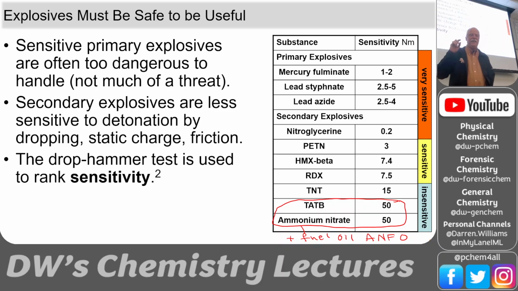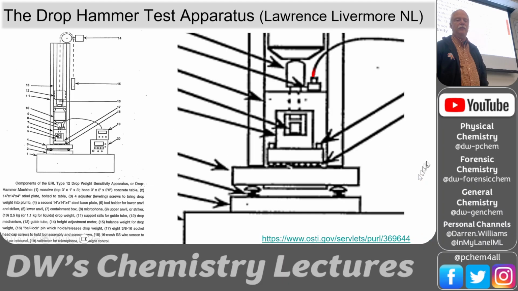But TATB is a very important explosive. It's used in a lot of our explosives, and it's insensitive too. They can take the main charge and shoot it with a 50 caliber gun and it will not detonate. That's not enough of a shock to get TATB to detonate. Okay, so that's an incredibly safe explosive.